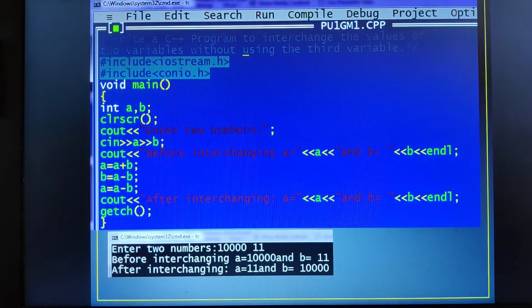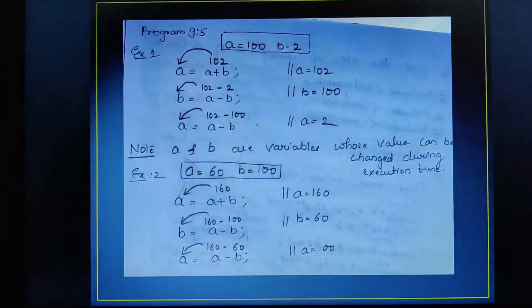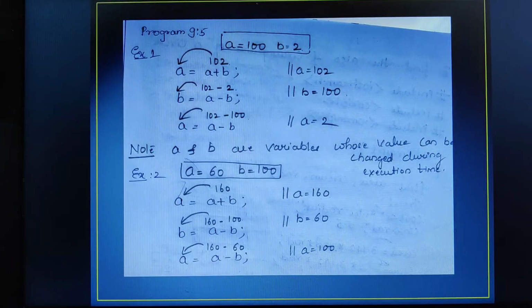Now this I can perform by performing some steps in terms of addition and subtraction. Let us assume here the value of A to be 100 and the value of B to be 2. Initially these are the values of A and B. After the program execution I want the value of A to be 2 and the value of B to be 100. How do I have to do it?